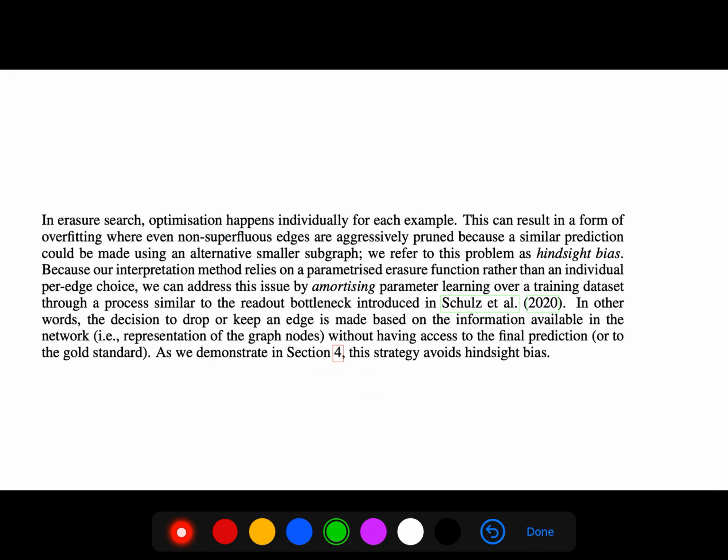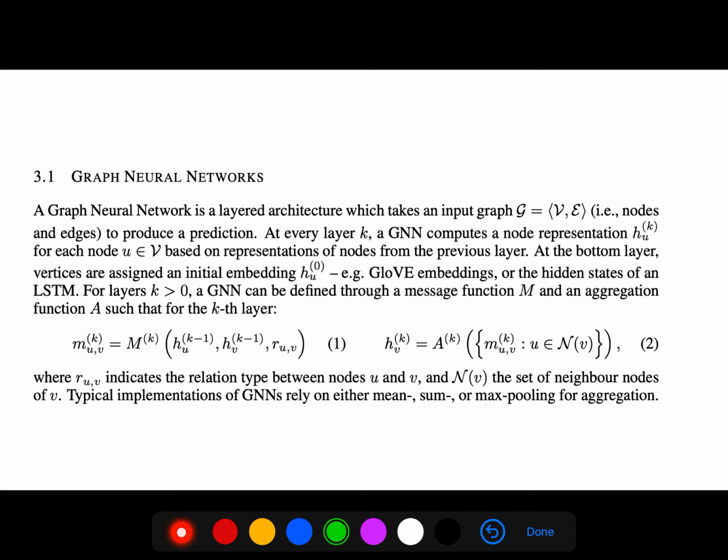So, in eraser search, optimization happens individually for each example. This can result in a form of overfitting where even non-superfluous edges are aggressively pruned because a similar prediction could be made using an alternative, smaller subgraph. We refer to this problem as hindsight bias.